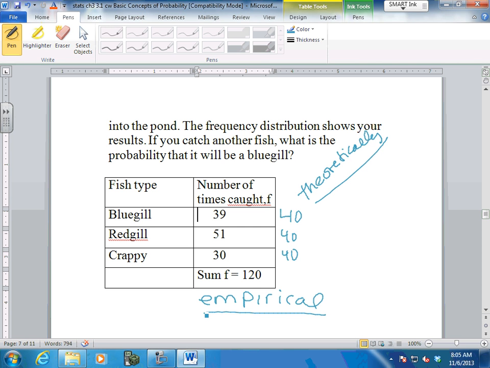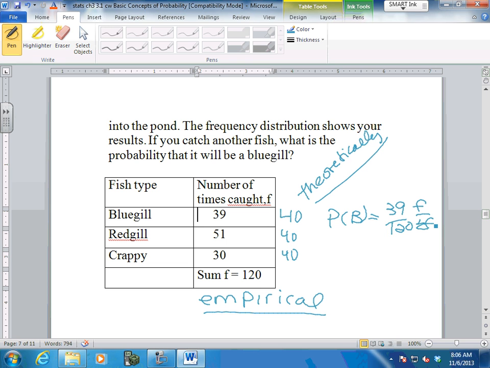So therefore, empirically, what is the probability that you caught a bluegill? 39 over 120. Now look, this is your frequency of that happening over your total frequencies. The frequency of one thing happening over the total.